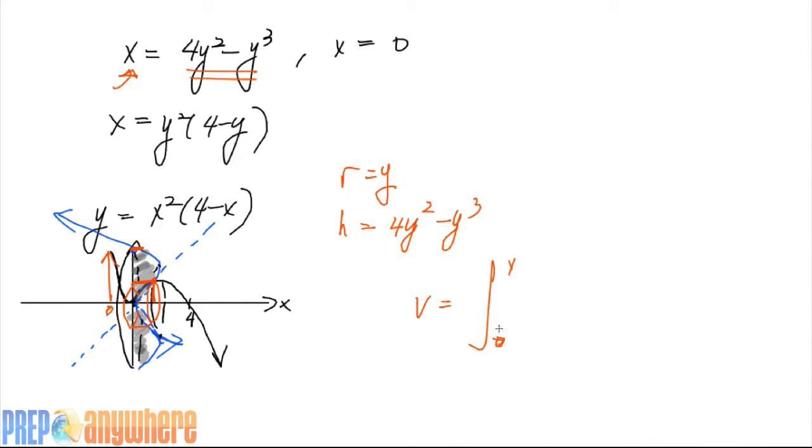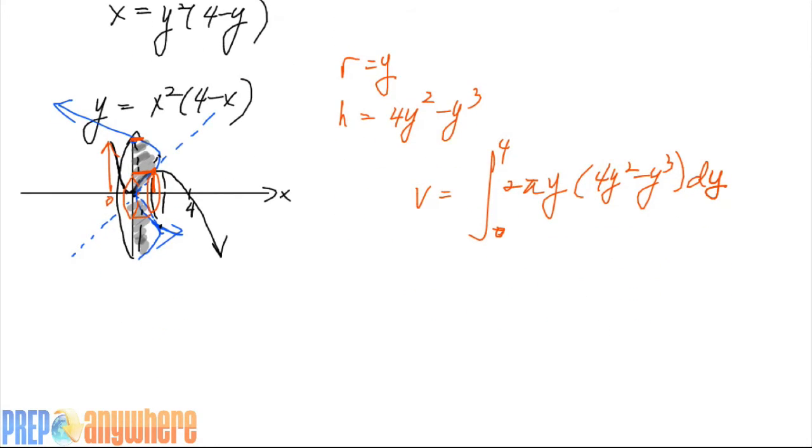From 0 to 4, 2 pi, 2 pi r, which is y, times the height, which is 4y squared minus y cubed. Let me switch back to black. Let me multiply that in, and you get 4y cubed minus y to the power of 4.